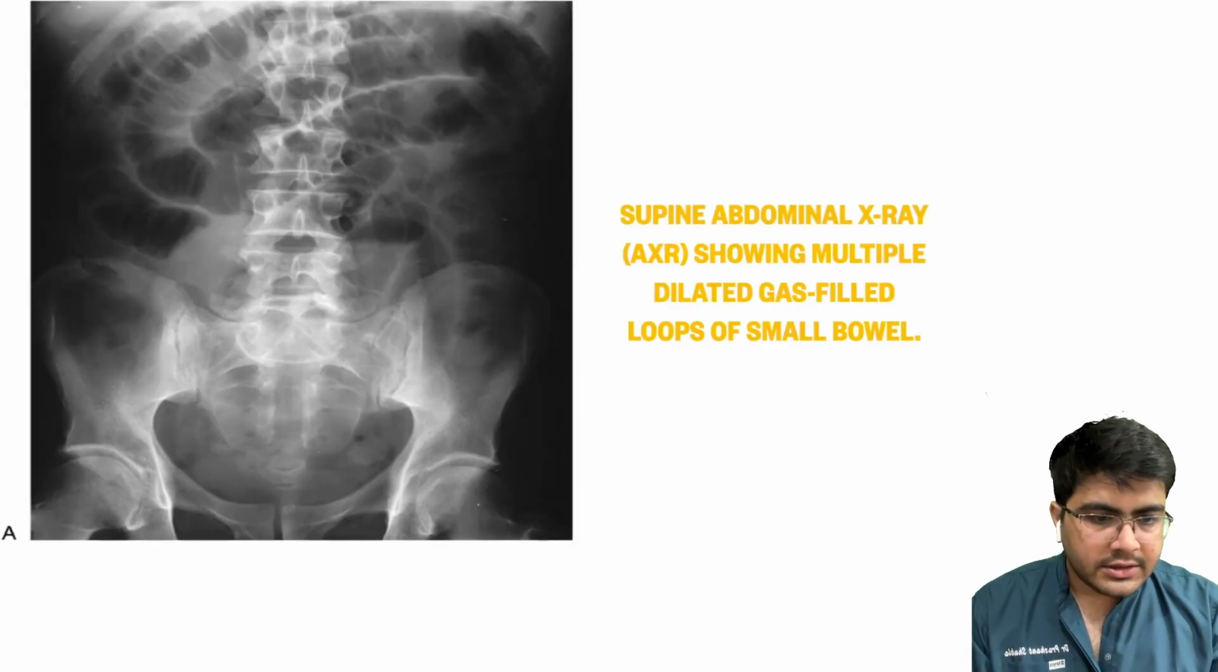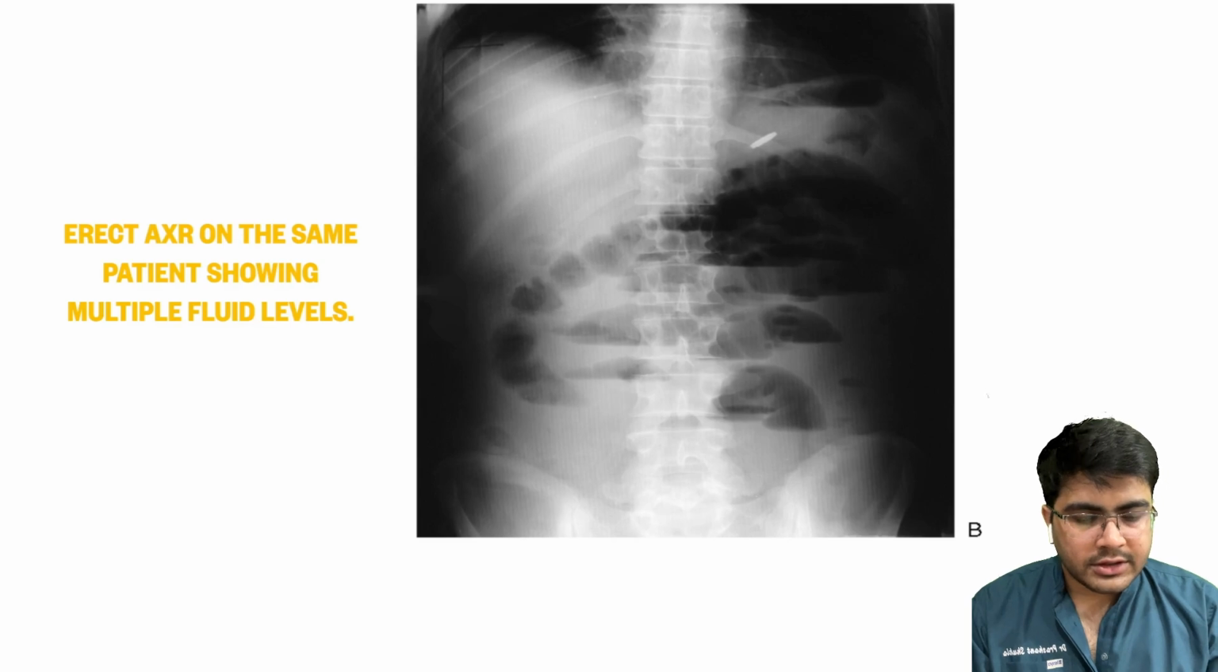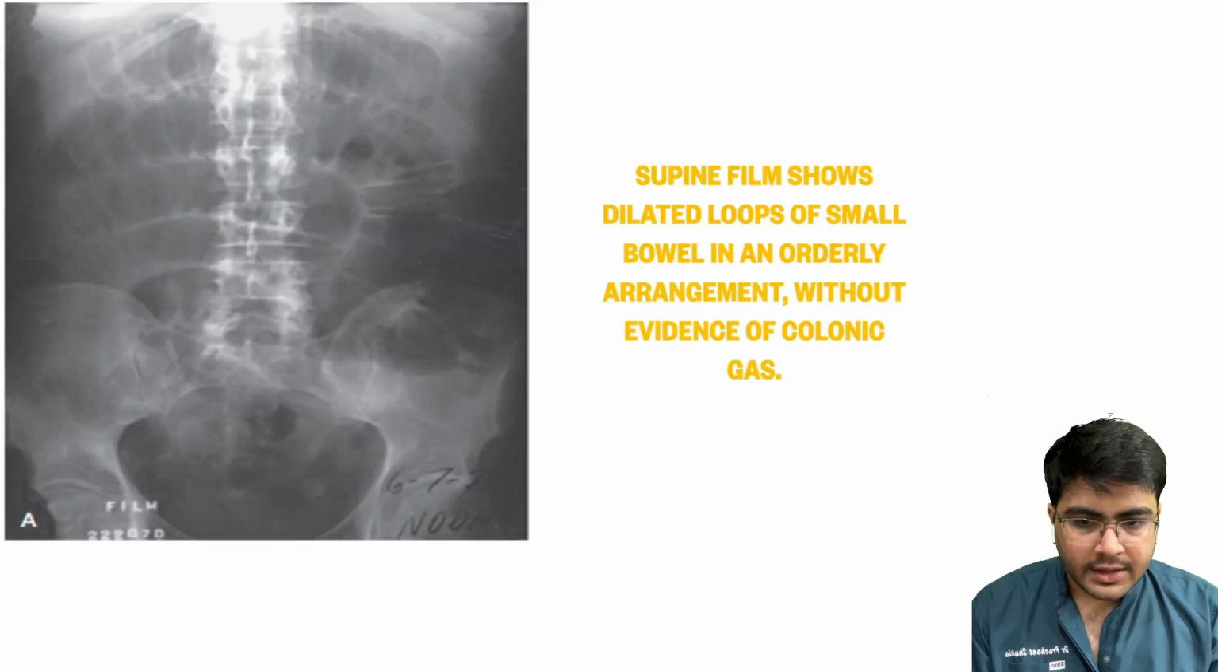So again, we can see the supine abdominal X-ray showing multiple dilated gas-filled loops of small bowel. Okay, so this is not classical. It is just the gaseous distension. And here you can see the patient is having multiple air fluid levels, and this is classical of small bowel obstruction.